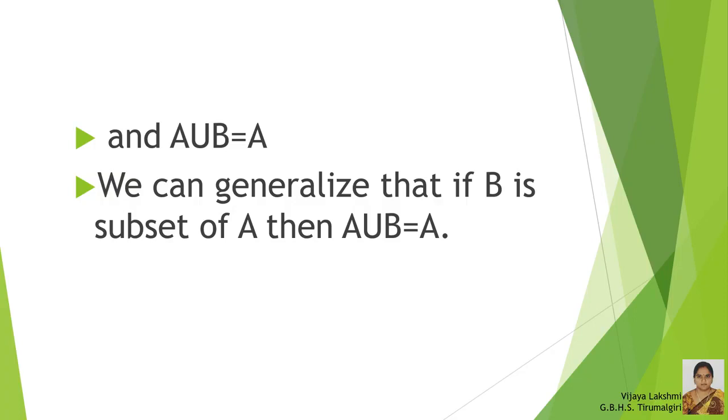So I think union of sets is clear now. We have taken 3 examples. We have taken roster form, set builder form, and then we have taken subsets, etc. Now let us go to the second operation of sets.